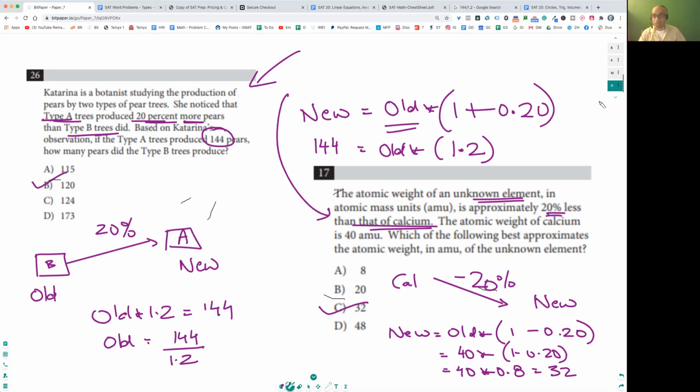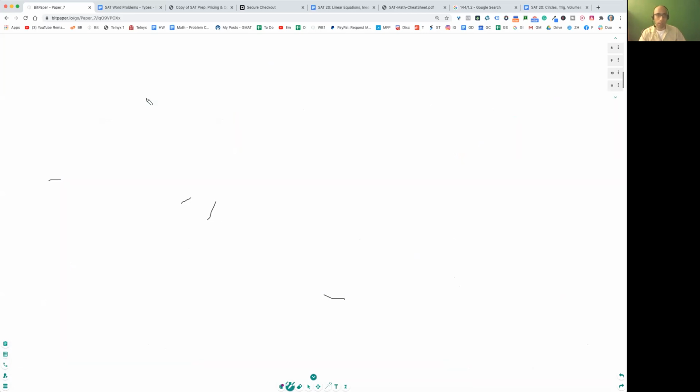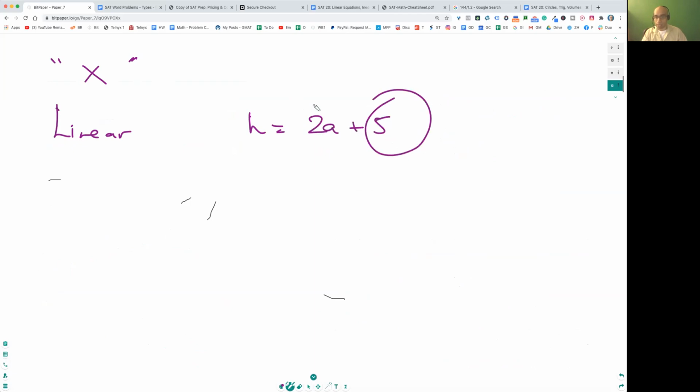Remember, we did a ton of problems today, and if you get even 70%, if you get even half of them, you're good. Remember, we started with those X and Y problems. Then we went to the linear equations, understanding like the height of the dog, where the height is equal to 2a plus 5 or something. This piece and this piece are important. This is the increase and this is the initial price.